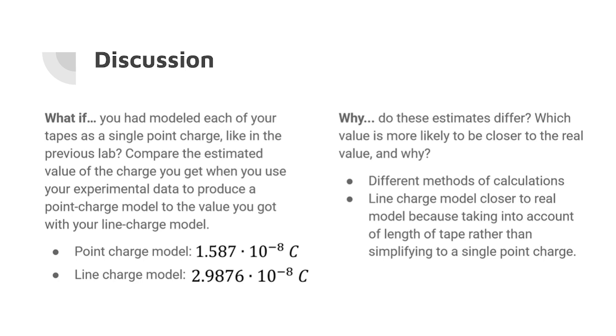So if we had modeled each of the tapes as a single point charge, like in the previous lab, as previously stated, we would have 1.587 times 10 to the negative 8 coulombs, which is obviously different from the line charge model. And these estimates differ because there were entirely different methods of calculation, and the line charge is much closer to the real model because it takes into account the length of the tape rather than simplifying it to something that it's not, like a single point charge. And that is all.